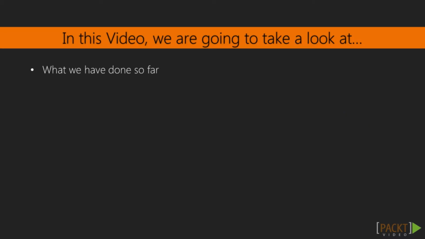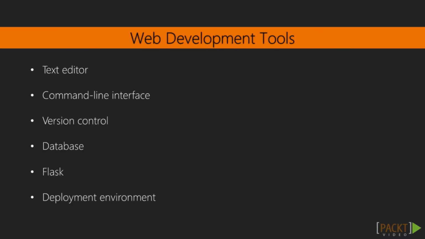In this video, we'll review what we've learned so far. So you installed 6 tools that are needed to build web applications with Flask. To review, these tools are a text editor, a terminal, version control, a database, Flask itself, and a deployment setup. Together, these 6 tools, along with your web browser, form your development environment.